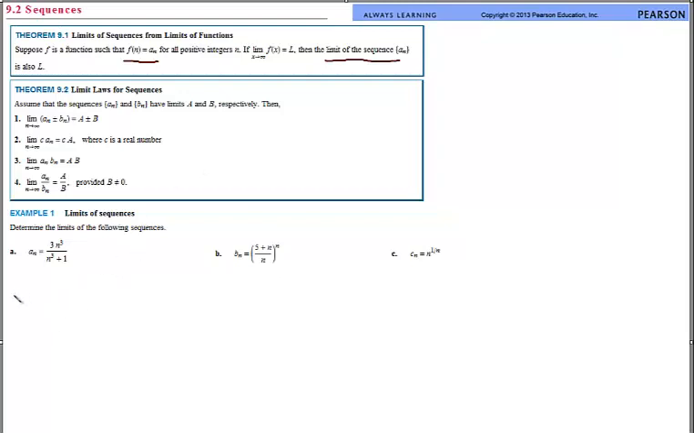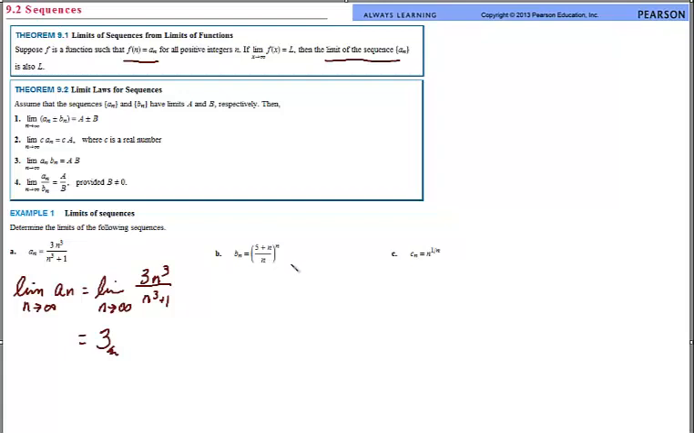If I'm asked to take the limit of a sub n as n goes to infinity, then this would be just the limit as n goes to infinity of 3n cubed over n cubed plus 1, same as if I was finding horizontal asymptotes. This would be what I would call evenly balanced, and so I would take the ratio of the coefficients. That would be 3 over 1, and this limit would then be 3.